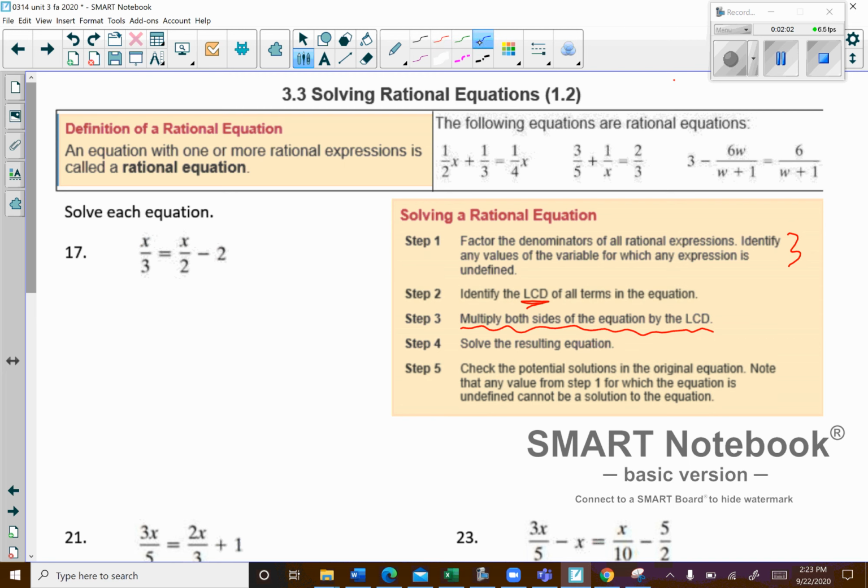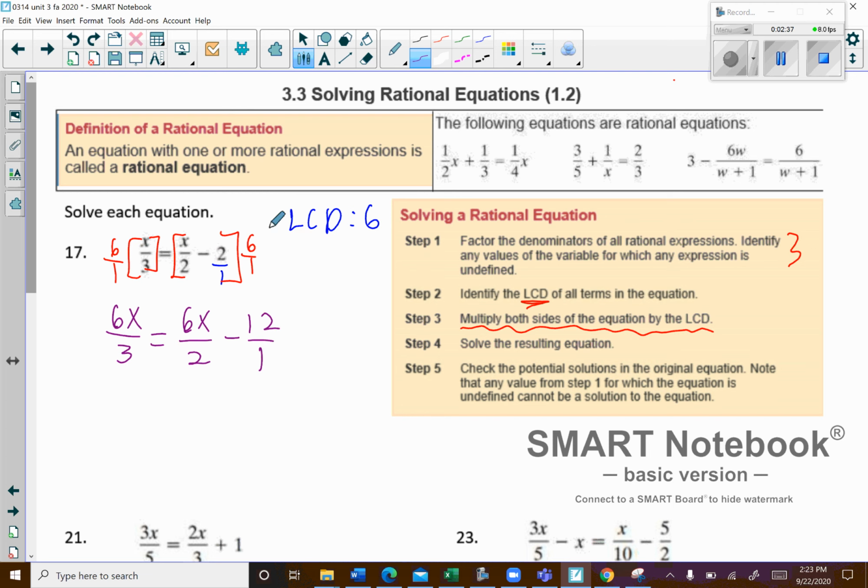So looking at this first one right here, I'm going to go ahead and put that 2 over 1. And so you look at 3, 2, and 1, so you have to find the LCD. You're looking for a number that all three of those would divide into evenly, okay? And that's going to be 6. So what we're going to do here is multiply both sides by 6. Basically all the numerators are going to get multiplied by 6. So we'll end up with 6x over 3 equals 6x over 2 minus 12 over 1.